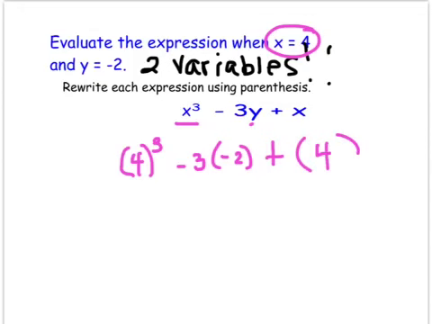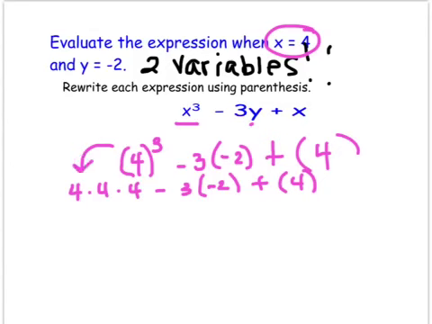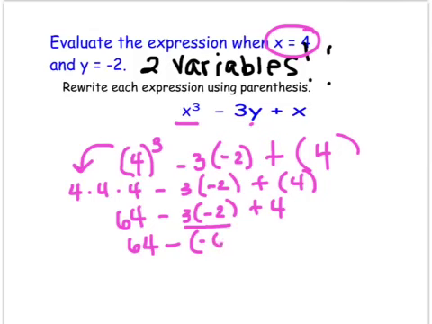Goodness gracious. Alrighty, 4 cubed means 4 times 4 times 4 minus 3 times -2 plus 4. Now I wrote all this out right here because I'm a very thorough math student. Now when I do that, I get 64 minus 3 times -2 plus 4. All right, multiplication we got to do next. 64 minus, we're going to do 3 times -2, which is going to give me a -6 plus 4. Oh my goodness, this is confusing.